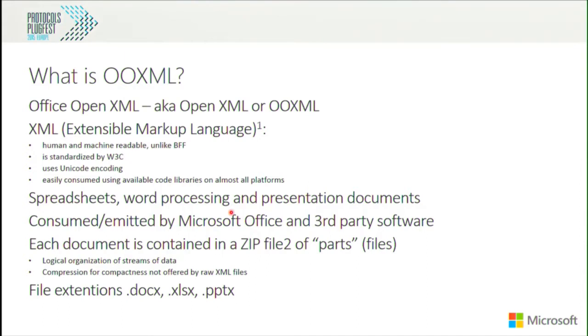OOXML is defined as 3 different types of markup: spreadsheet, word processing, and presentation ML. It can be consumed by Microsoft Office and third parties, and it's of course zip-based, the OPC, I'll talk about that a little bit more, and then the extensions, XLSX, DOCX, and PPTX.